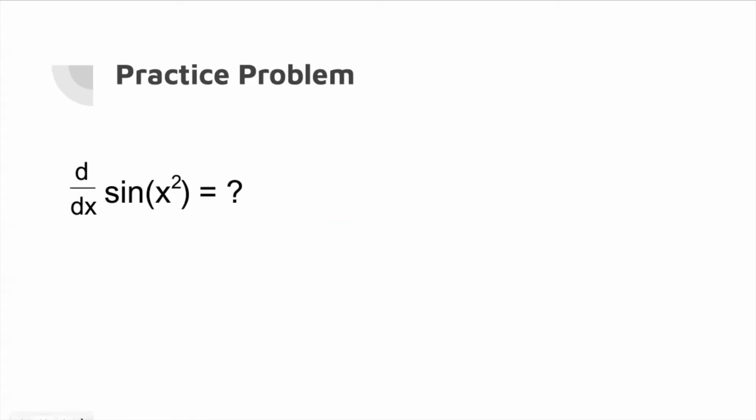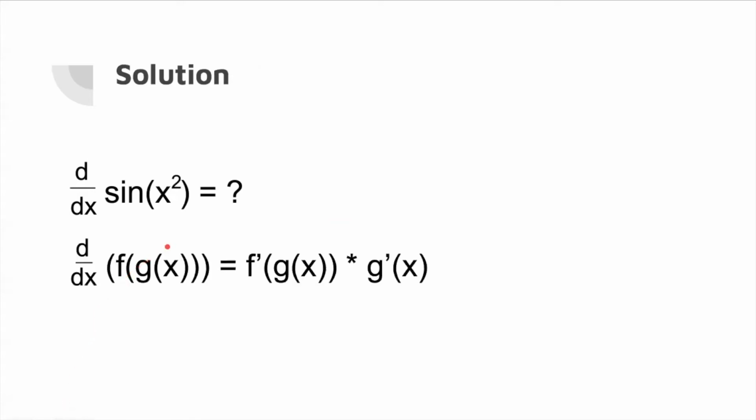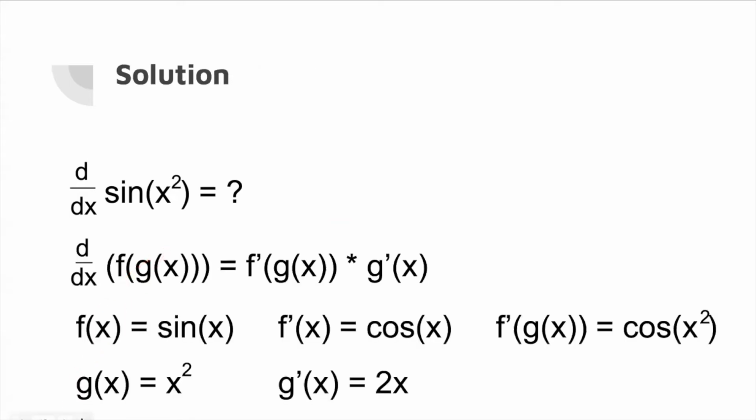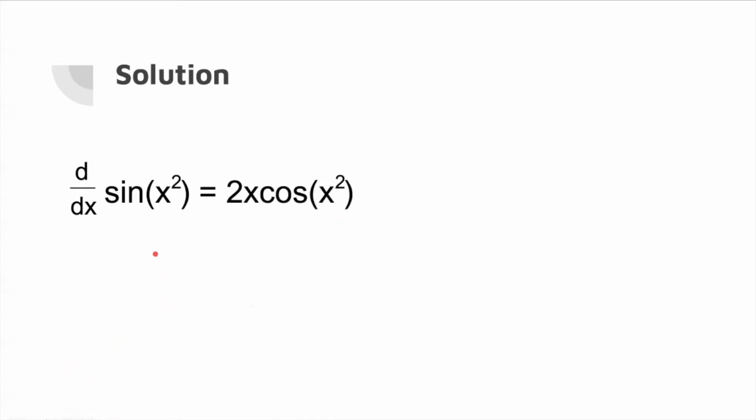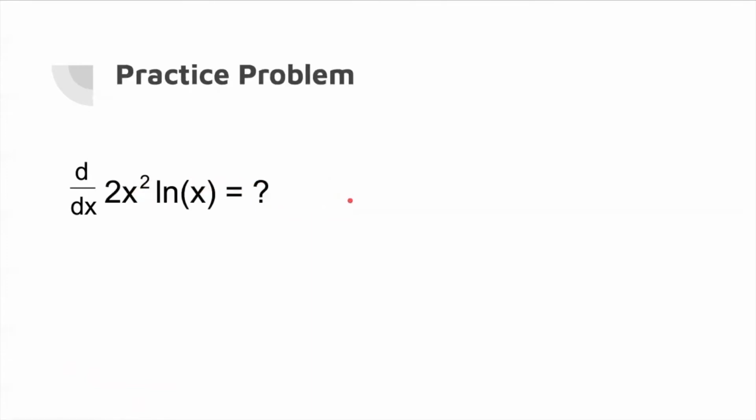All right, the answer is you use the chain rule. So the inside function is x squared. The outside function is sine of x. All right, and then basically the derivative of sine of x is cosine of x, and you replace x with x squared, which is the inside function, and then you multiply the whole thing by the derivative of x squared, which is 2x. All right, this is practice problem number 2.